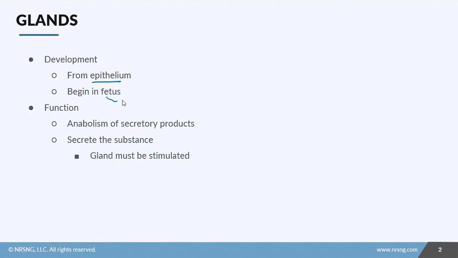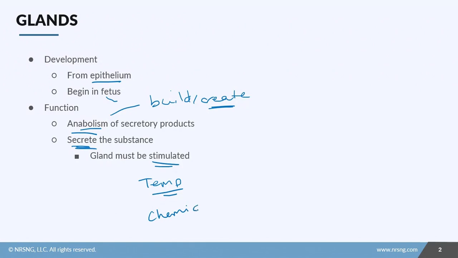So the main functions of glands are to anabolize the secretory products and to secrete whatever that substance is. Anabolism just means to build or create. So basically it's taking substances from the extracellular fluid, creating whatever the secretion is, and then secreting it. Just know that glands have to be stimulated in order to actually secrete the substance. This could be something like a temperature regulation mechanism, like with sweating, or maybe some other chemical reaction, like when the pancreas secretes insulin.